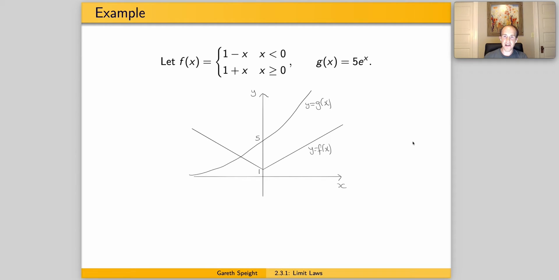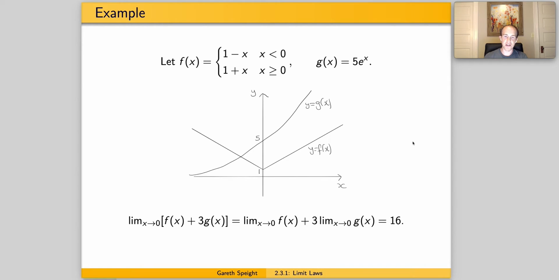And we can see that as x tends to 0, both the limit of f and the limit of g exist, right? f of x tends to 1 and g of x tends to 5. There's nothing strange going on. They're pretty smooth, pretty regular functions. The limit of f is 1, the limit of g is 5 as x tends to 0.